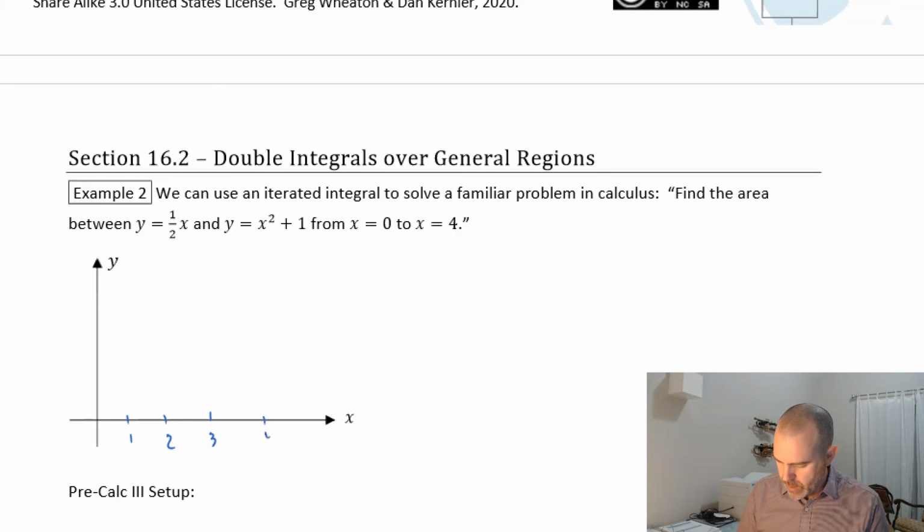We've got to be careful here. We don't want to draw the line first because x squared plus 1 gets pretty big. So by 4, that's almost 20, right? So x squared plus 1 starts out at 1. And then, let's see, at 2, it's 5. And then at 4, it's 17.